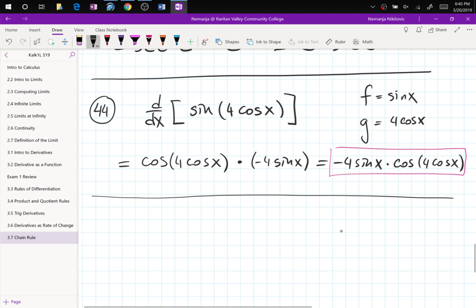We're going to, yes? No, 4 is glued, so you copy 4. Right? If you are taking the derivative of 4 cosine x, you will copy the 4 and then you will have negative sine x as the derivative. So 4 gets copied. It's a constant.